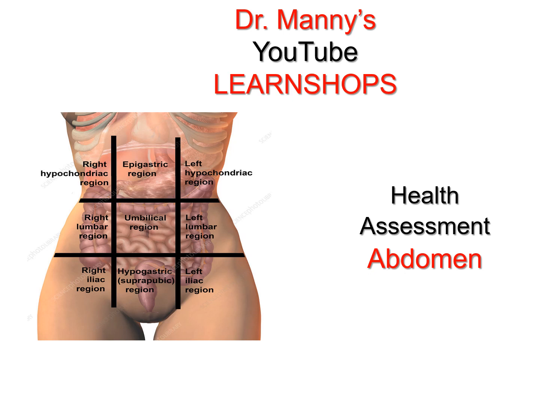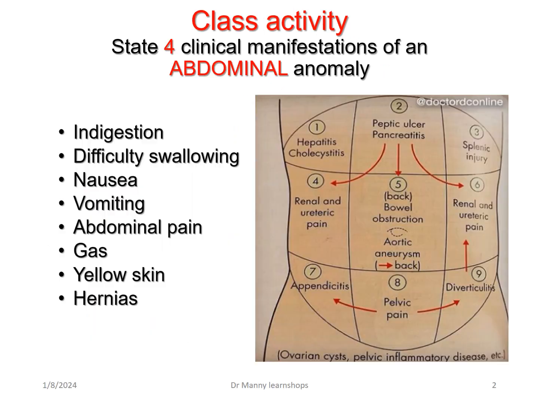This is a continuing presentation in health assessment, physical assessment in the adult. And in this presentation we're going to be looking at the abdomen. There are numerous clinical manifestations that relate to an abdominal anomaly, and this could be indigestion, dysphagia, difficulty swallowing, nausea, vomiting, abdominal pain, bloating as a result of gas, jaundice as a result of liver issues, and hernias.